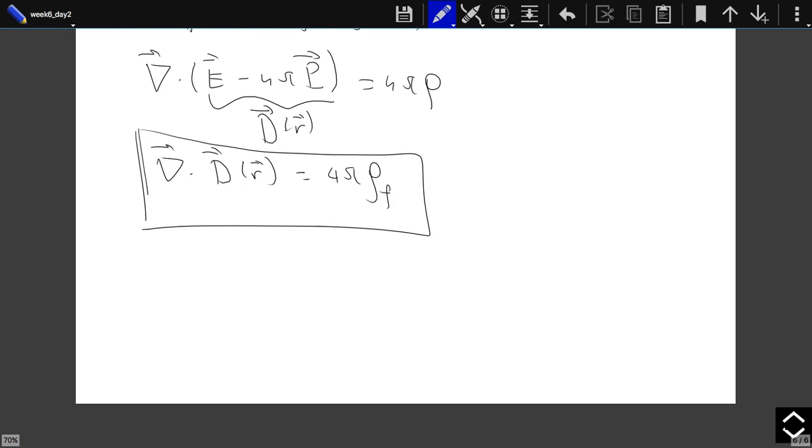These are basically the equations we have for the electric fields in matter, these two. Then, of course, to proceed further, we need to know the properties of the matter.